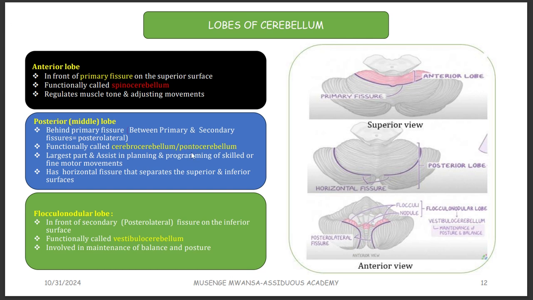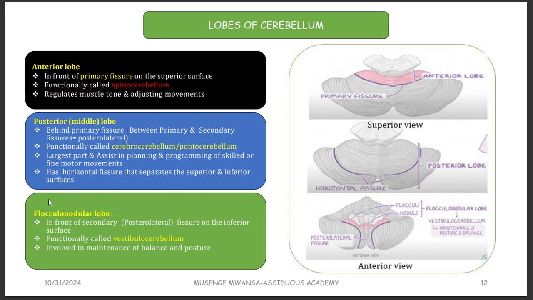Even the ones coming from the pons are going to the posterior lobe. Just think of pons, posterior lobe. And this information is going to assist in planning and programming of skilled or fine movements.